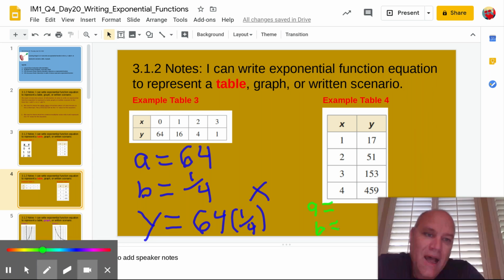Let's look at our last table example. We have 1, 17; 2, 51; 3, 153; 4, 459. Oh my gosh, it's getting big real fast.